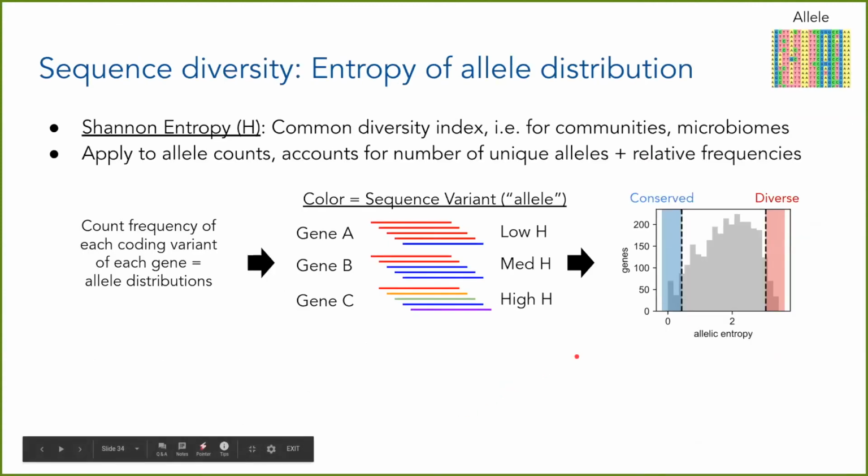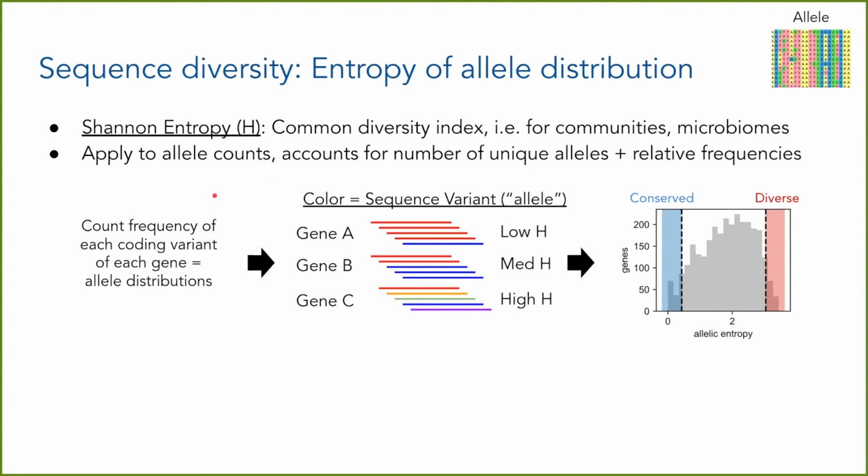And so finally, moving into the most fine-grained analysis of looking at individual alleles or sequence variants, we use this approach that we call the entropy of the allele distribution. This is based on the Shannon entropy H, which is a common diversity index used for characterizing species diversity in ecological communities or microbiomes. But in our case, we've applied it to the allele count distributions, which aims to summarize the extent of sequence diversity of a given gene based on both the number of unique alleles that it has, as well as their relative frequencies.